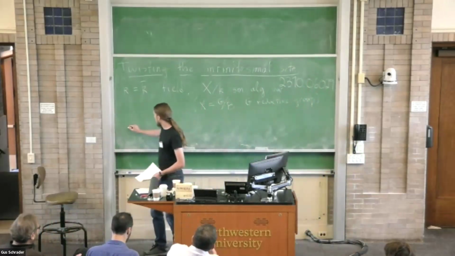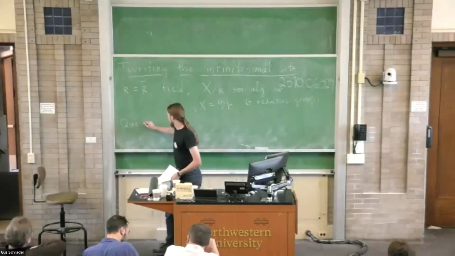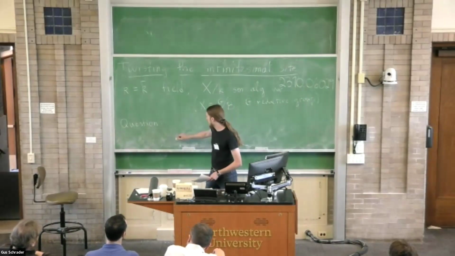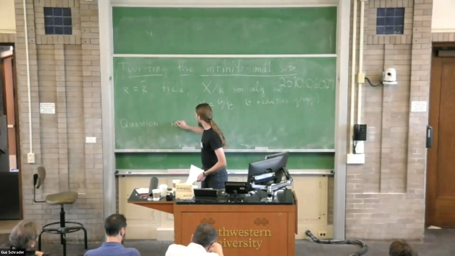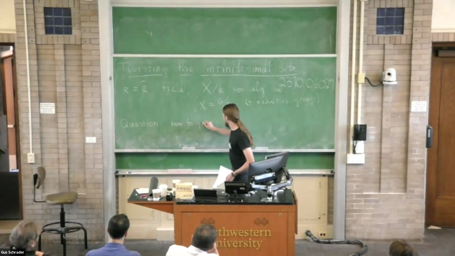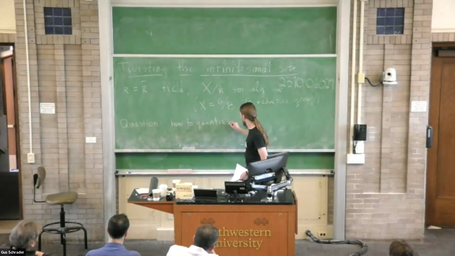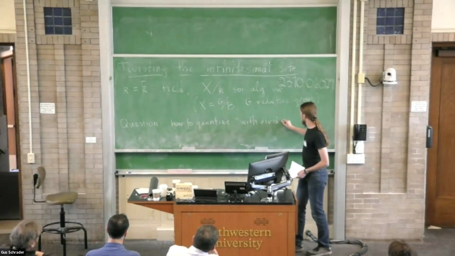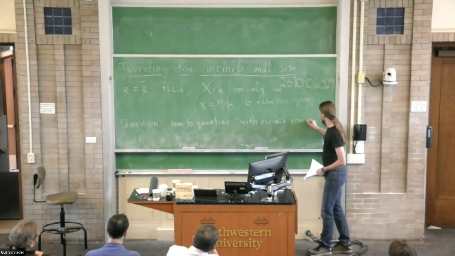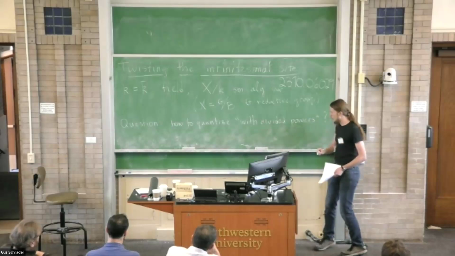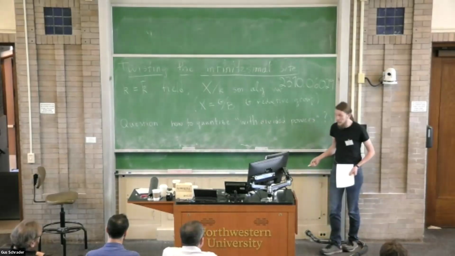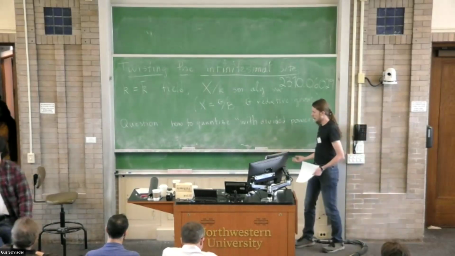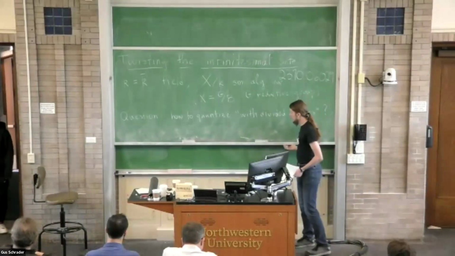And the main question that I want to answer, well, I won't answer it fully, but give some example, is how to quantize with divided powers. So all of the new content in this talk will be in characteristic P. But first I'll explain the construction that I'm going to generalize from characteristic 0.